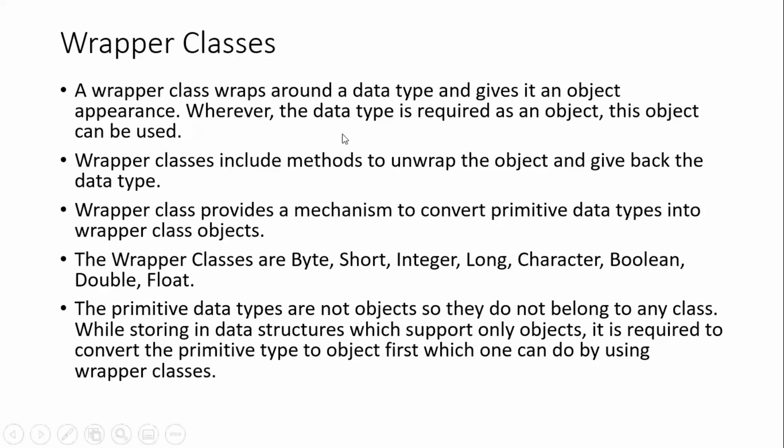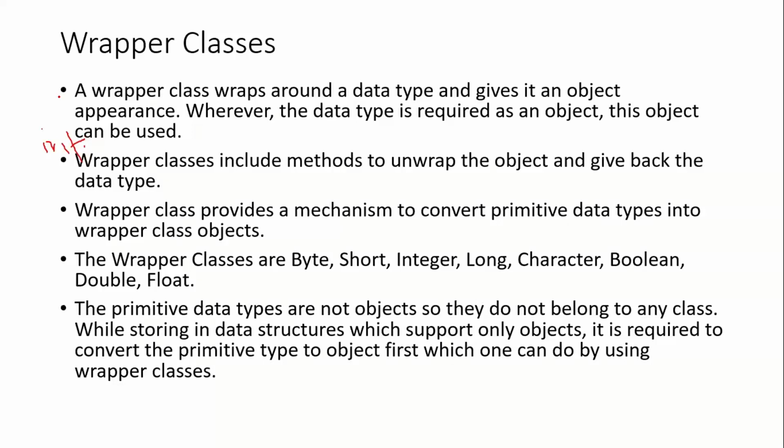Generally, till now we have used only primitive data types like int, byte, short, long, character. All these are primitive data types. But when you want to pass these data types to some particular classes, they won't accept them. They won't take these values as parameters or arguments. They will accept only arguments of object data. So in such cases, you have to use these wrapper classes.